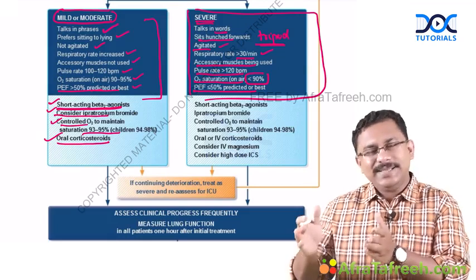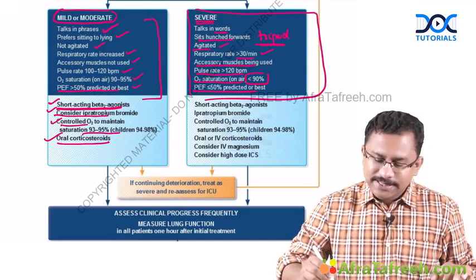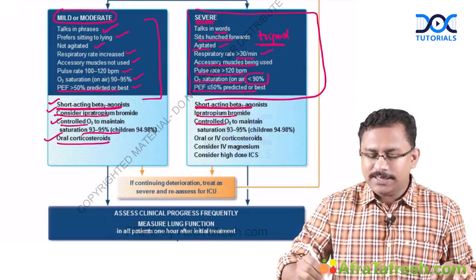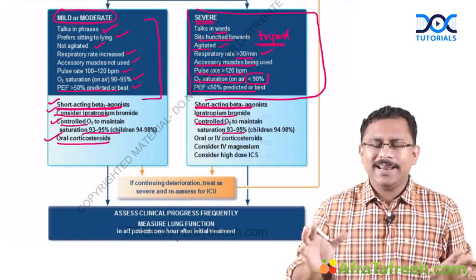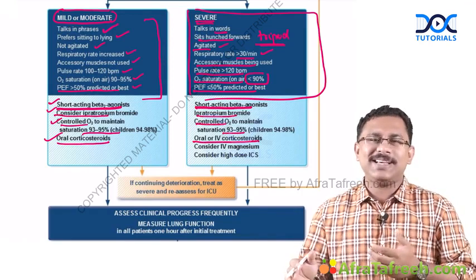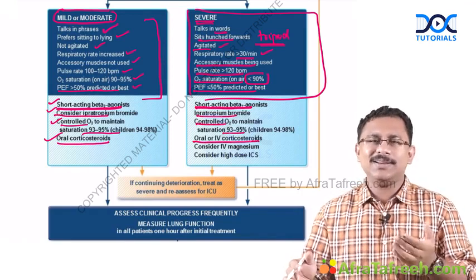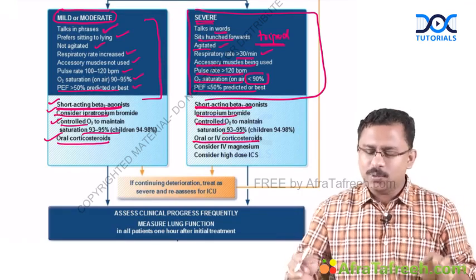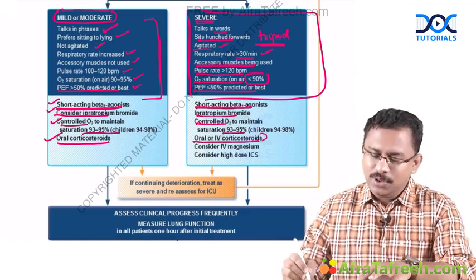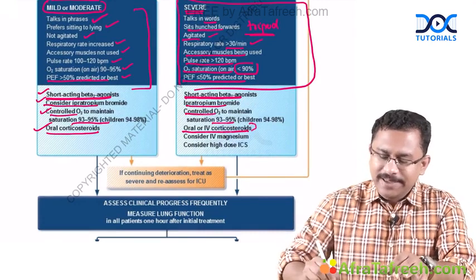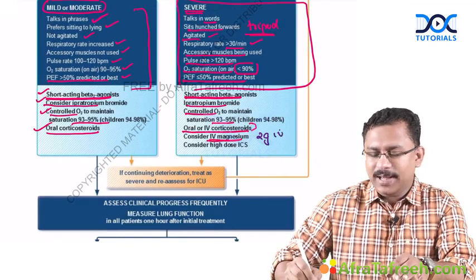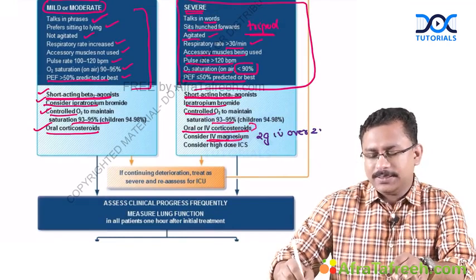Now when you come to the severe category, these four are the same: short acting beta agonist, ipratropium, oxygen to maintain saturation at around 95%. Naturally, when a patient is having a severe exacerbation, you might not go for oral steroids, you will go for IV steroids. In addition to that, you can go for IV magnesium, which you can give 2 gram intravenously over 20 minutes.